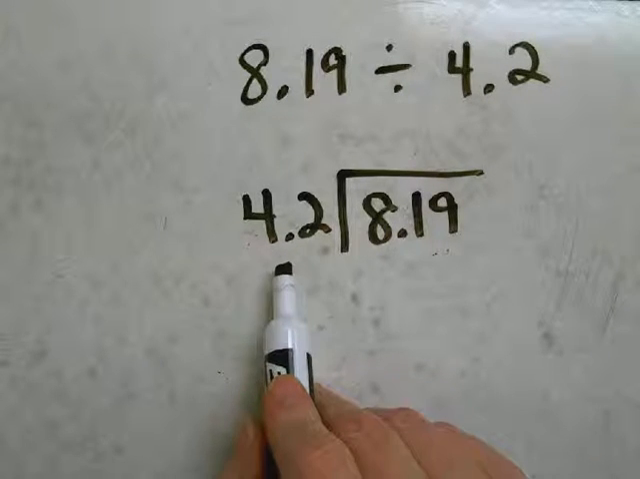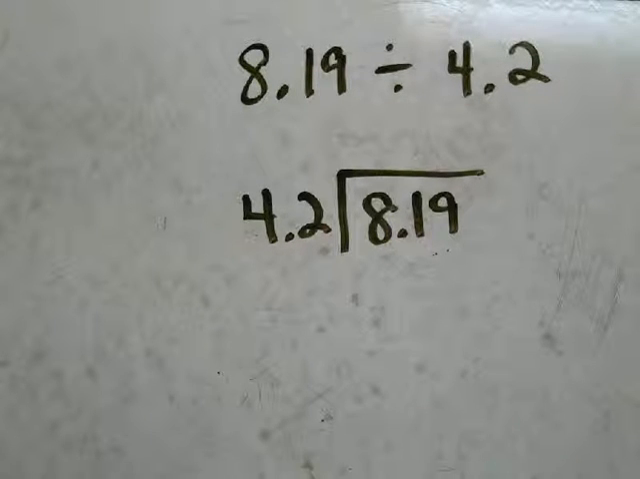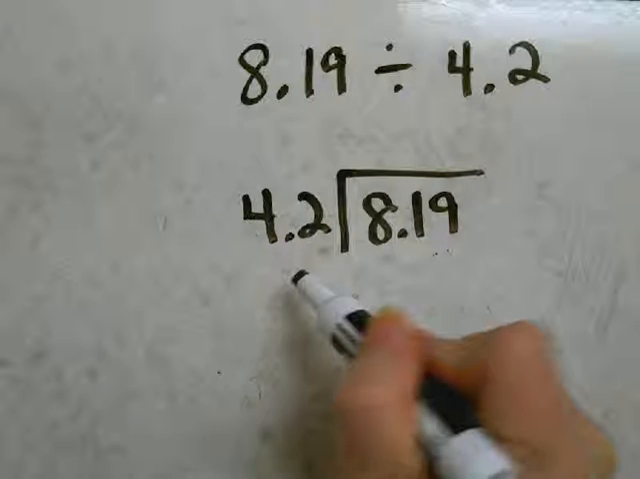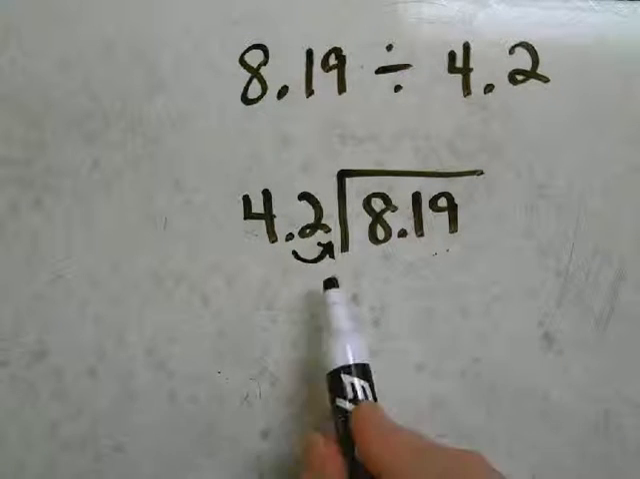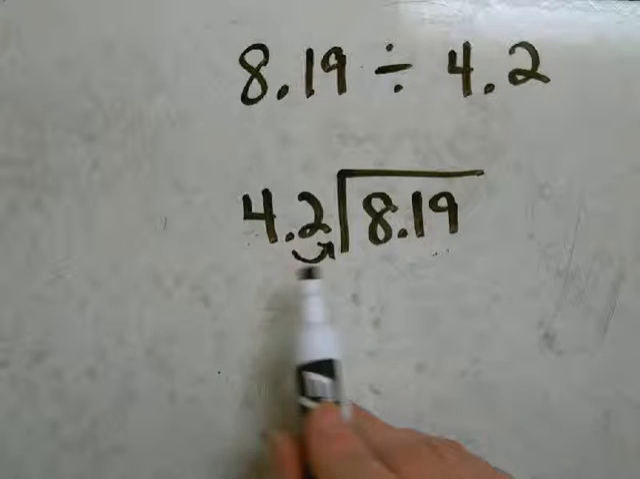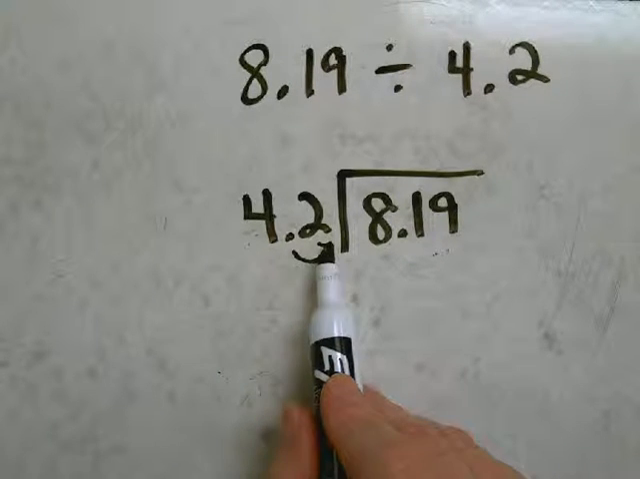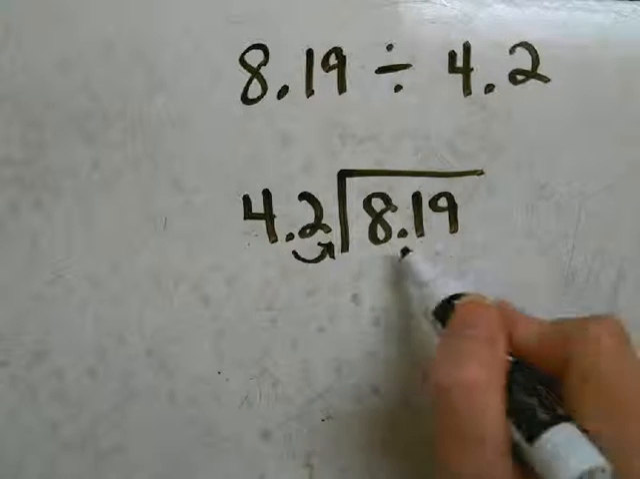So we move the decimal point. And the reason we move it is we're multiplying it by a power of 10. So I can move this to the end. And whatever I do here to my divisor, I have to do to my dividend. So if I multiplied by a power of 10 here to move it one spot, that means I'm going to do the same thing here to move it one spot as well.